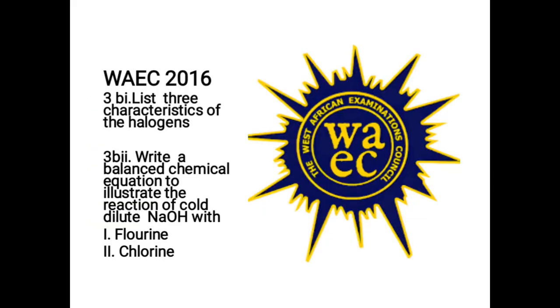Okay, let's look at some questions for this class. WAEC 2016, number 3b1 and 3b2. You have to list 3 characteristics of the halogens, and you have to write a balanced chemical equation to illustrate the reaction between dilute NaOH and fluorine, and then with chlorine. Can you make an attempt to answer this question? Please try to make an attempt to answer this question.